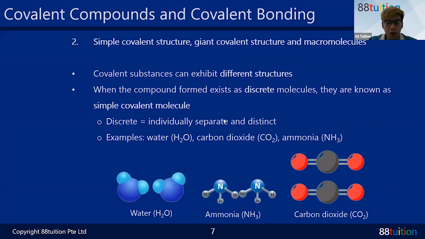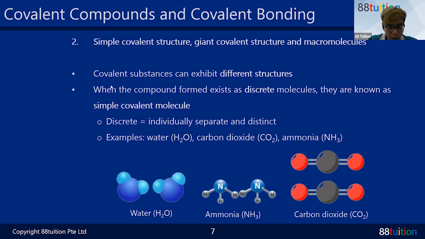So in terms of covalent compounds, unfortunately, it's a lot more complicated than your ionic compounds, where ionic compounds only have one type of structure. Your covalent compound has 3 different types of structure. So there's simple covalent, giant covalent, and macromolecules. You need to know the difference between all of them also.